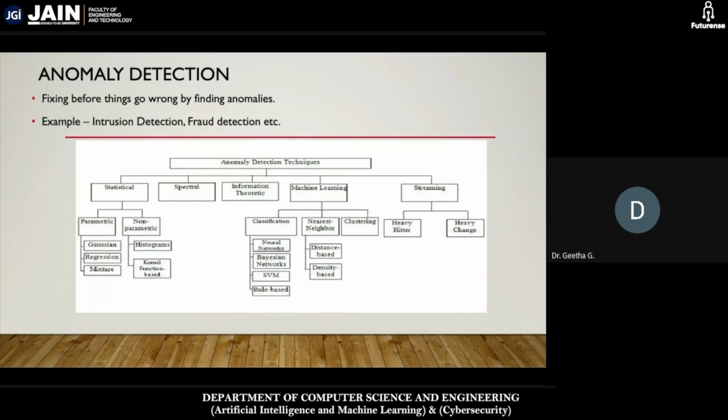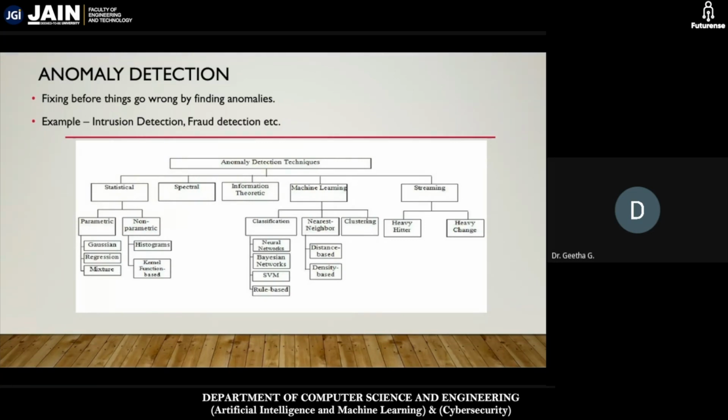Next, we have anomaly detection. What is anomaly detection? Fixing things before they go wrong by finding the anomalies. Let me give you an example. There was a recent attack on a database. How many of you are aware of that? So there was a recent attack on the database.